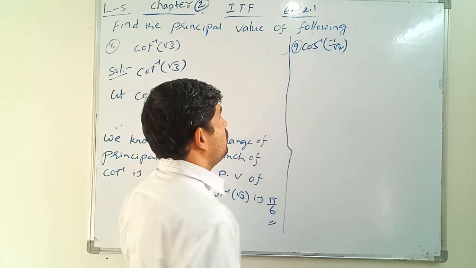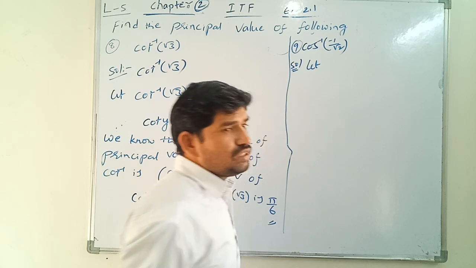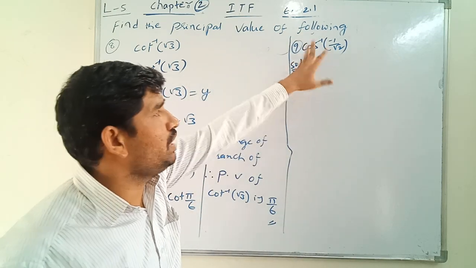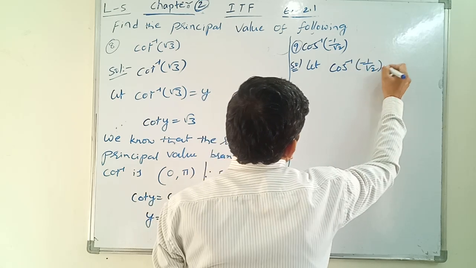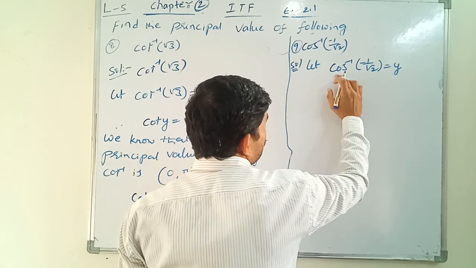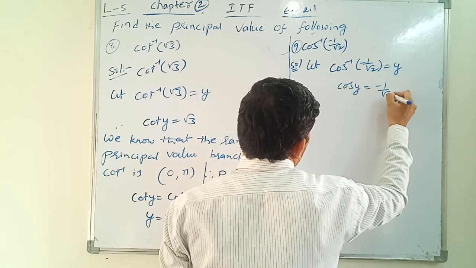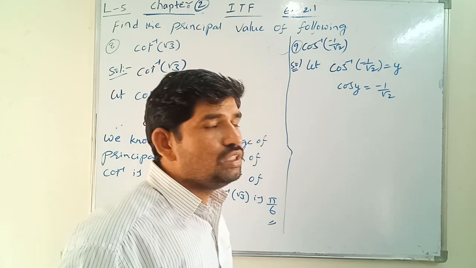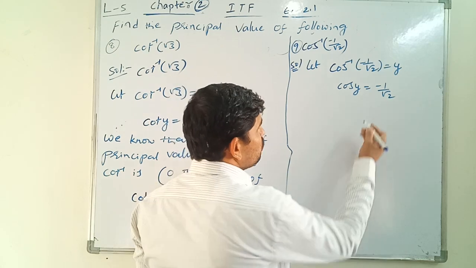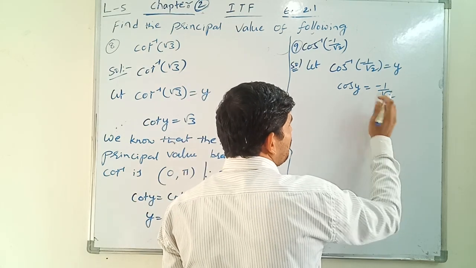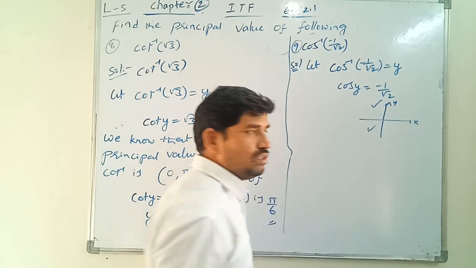Now the next question. Whatever the inverse trigonometric function is, we have to take it as y first. So I am writing cos inverse of minus 1 by root 2 is equal to y. From this, by sending cos inverse to the right hand side, cos y is equal to minus 1 by root 2. Since there is a minus, there may be a small confusion. First we have to check: cos is negative. In which quadrants is cos negative? Second and third.